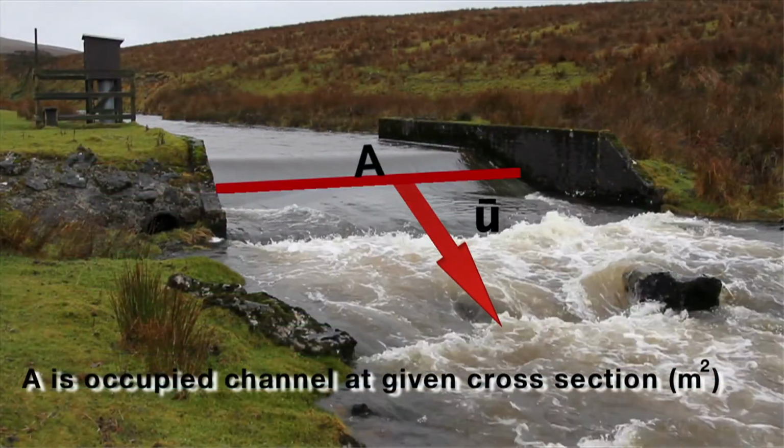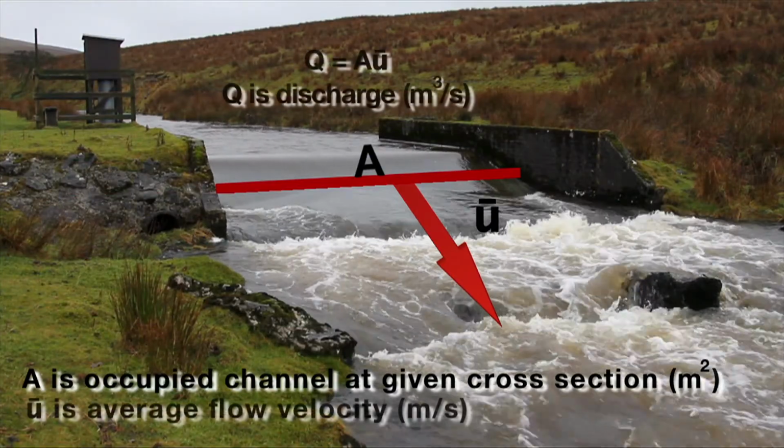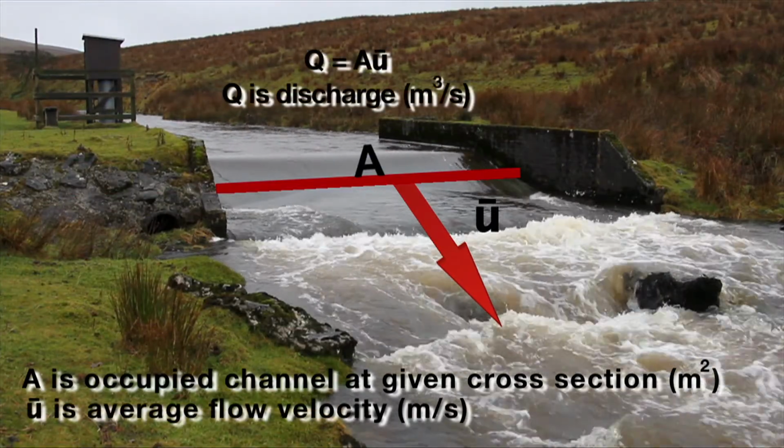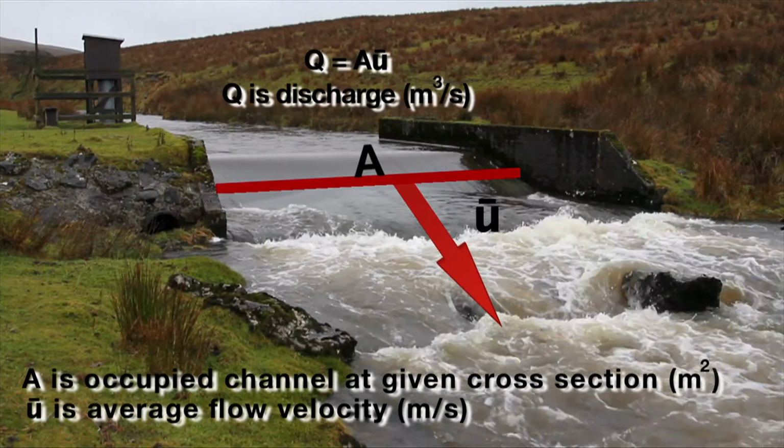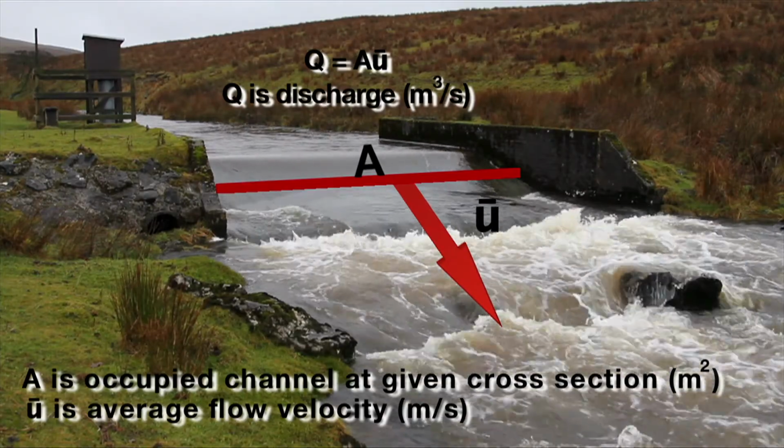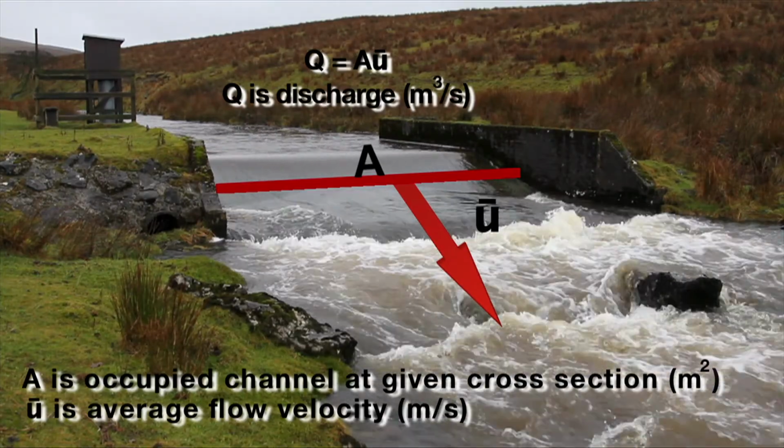Discharge is measured by flow in metres per second multiplied by the amount of water occupying the cross-section of channel in metres squared to give cubic metres per second. These are known as cumecs.